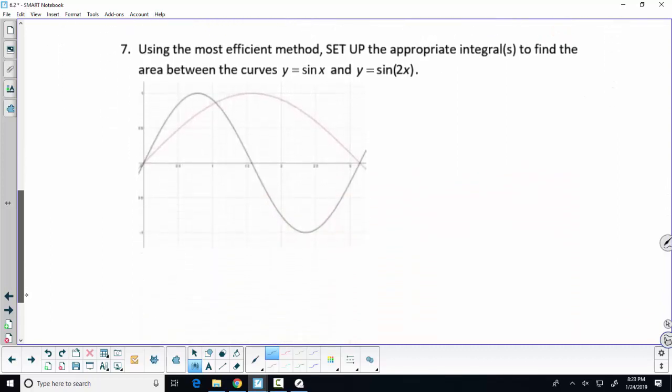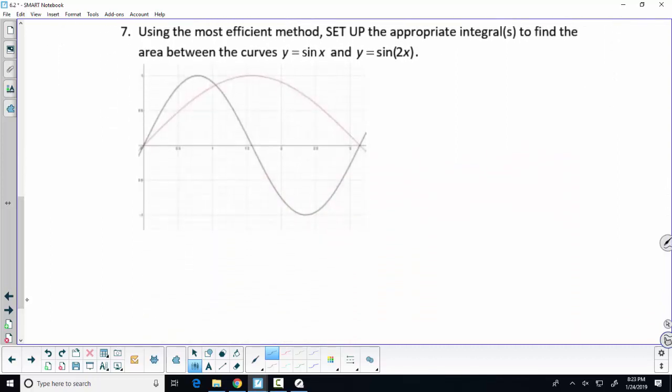Okay, so setup only. This one's a setup as well. We'll just do this one in black here. All right, so that one's our sine 2x. And we'll do the other one.